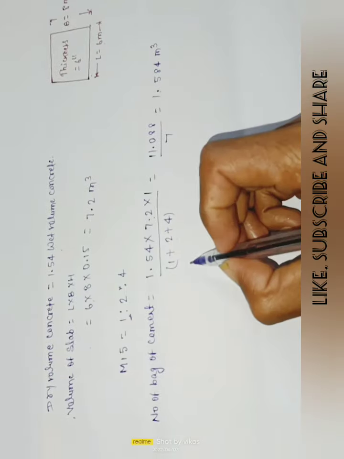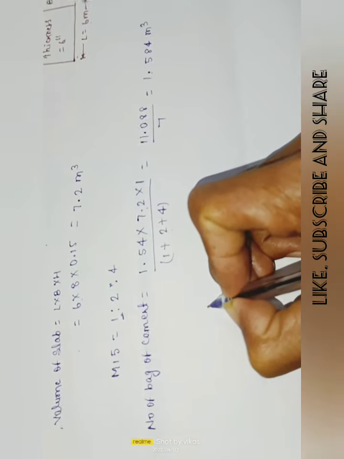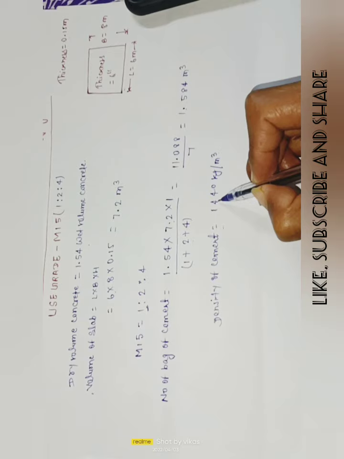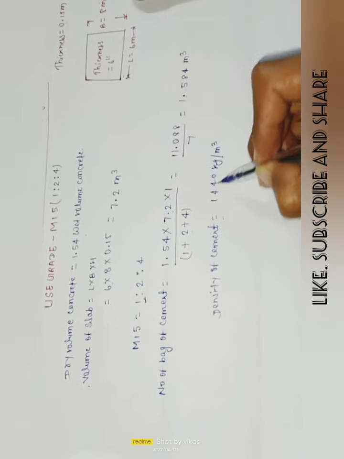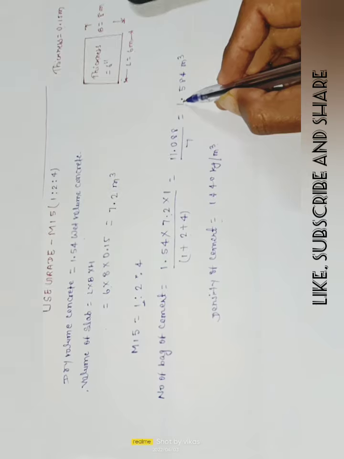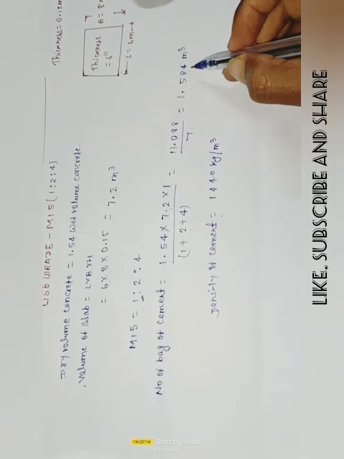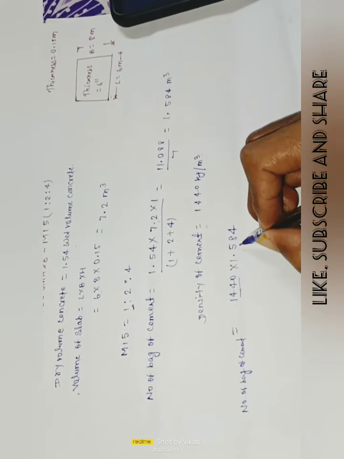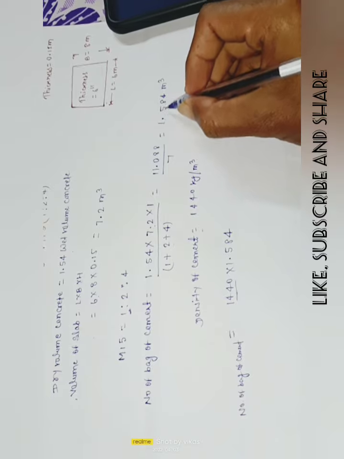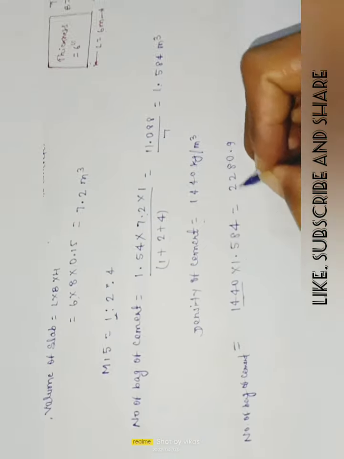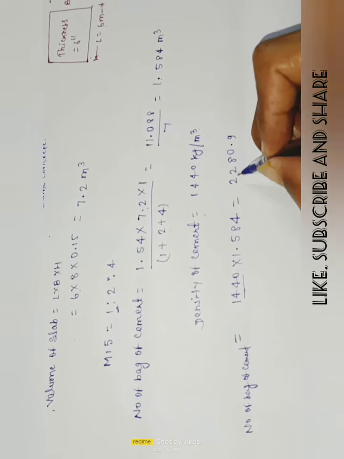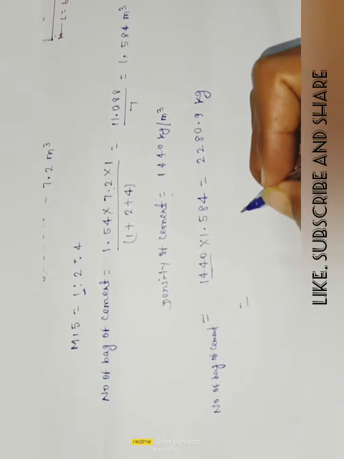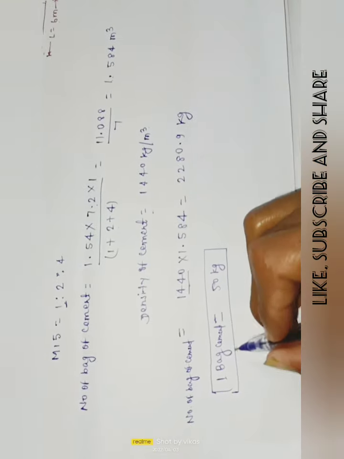All right, so we will convert it into bags. How do we convert? As we know, the density of cement is 1440 kg per meter cube. So we will multiply 1440 by 1.584. After calculating, we get the value 2280.9. This unit will be kg.